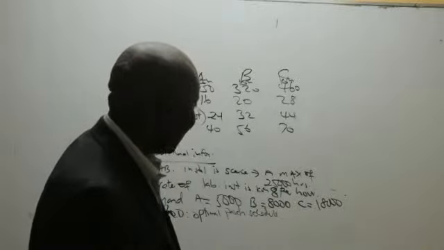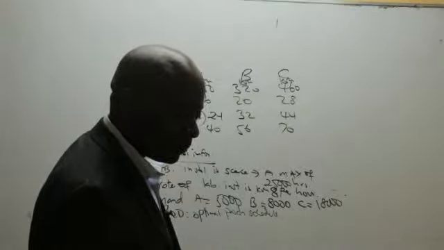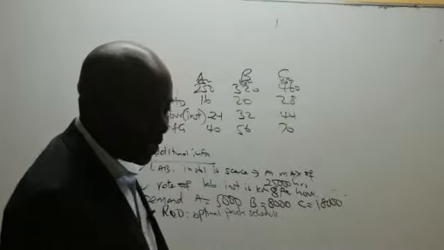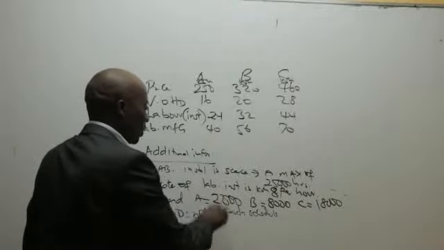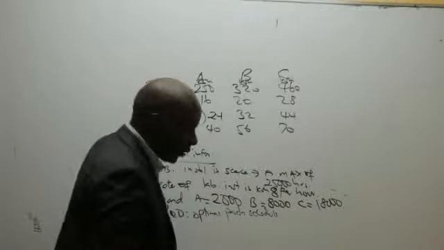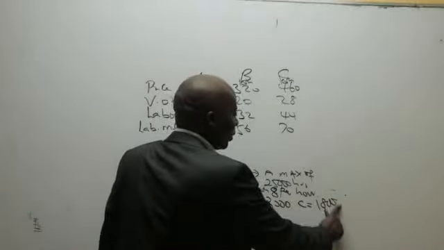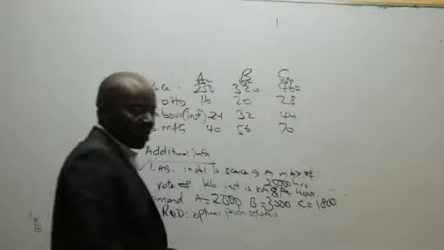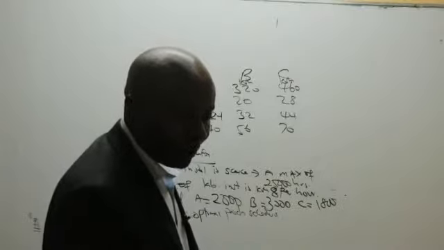KK says the demand for A is 2,000. And then B is 3,000. And then the last one, C, is 1,800. Thank you very much for those corrections so very fast, ladies and gentlemen.